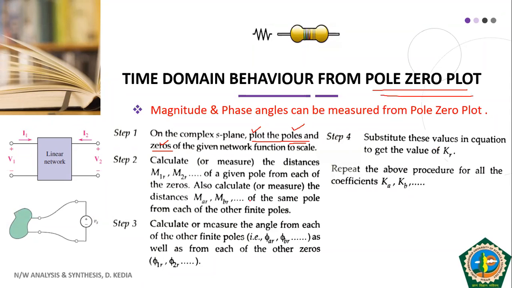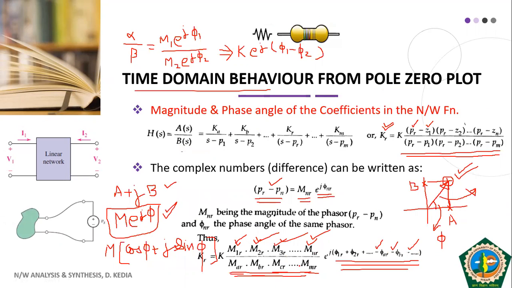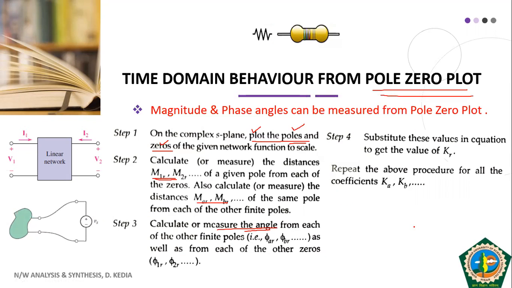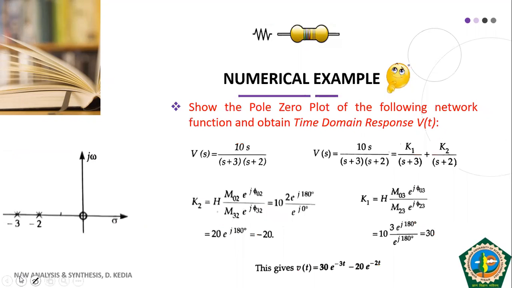the pole zero plot. Then we will calculate the magnitudes, and magnitudes will be calculated in two ways. That is, first is from the zeros and another is from the poles. I'll tell you in the example. Then we will measure the phase angles. Then we will substitute the values of these magnitudes and phase angles in the expression that we saw in the previous slide. We will obtain k_r, and this will be done for each and every k, and that's all. We'll be able to obtain the time domain behavior. Let us see it with the help of an example.